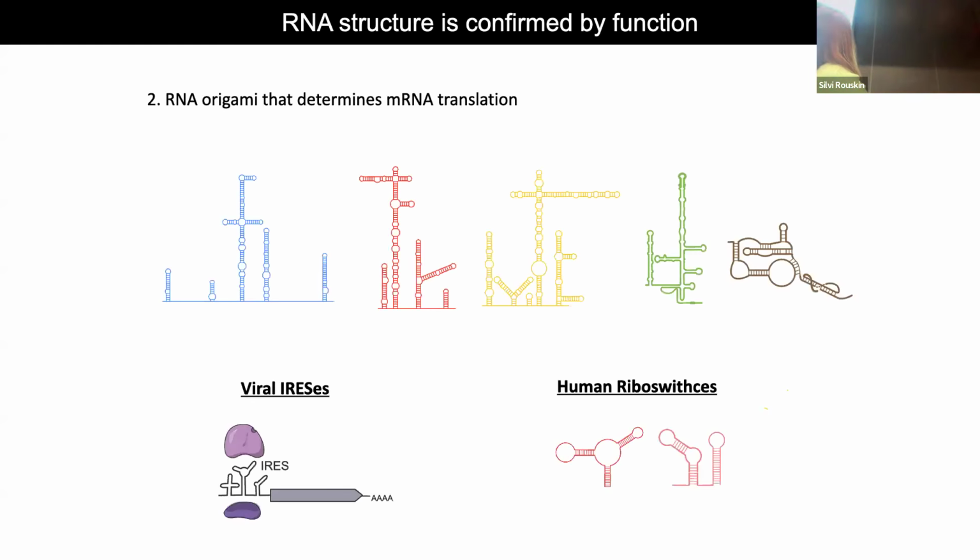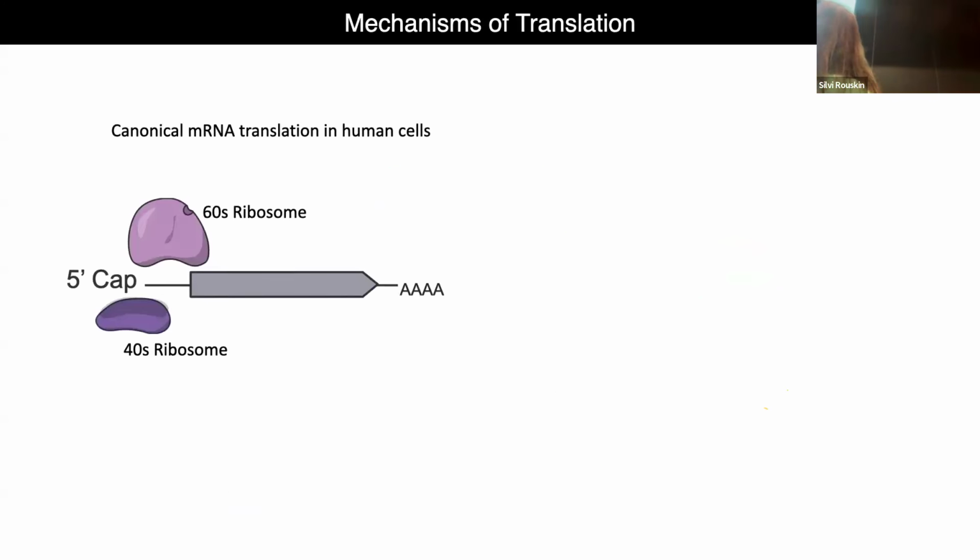And so that's why we started to collect more data specifically on functional RNAs. What I'm going to tell you about is RNAs that are really important for translation, including IRESs and human riboswitches. So, mechanisms of translation, very quickly: for all human mRNA translation, typically it's cap dependent.